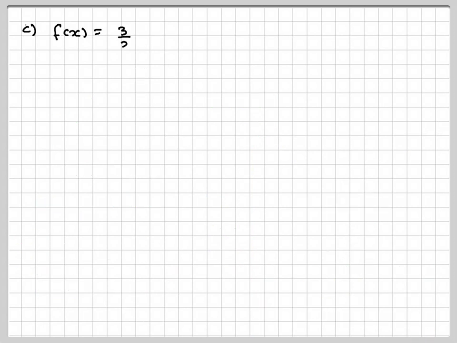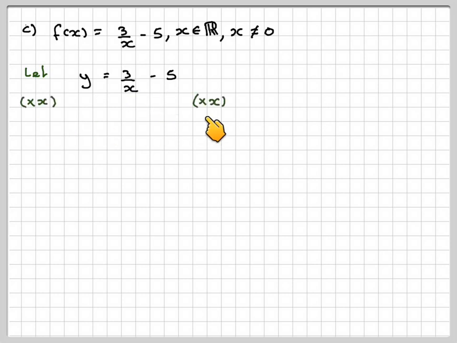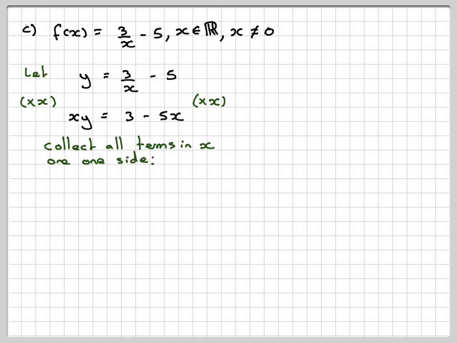The final one, we've got f of x is 3 over x minus 5. X belongs to a set of real numbers, x not equal to 0. Obviously you can't put 0 into that function. So let y be equal to 3 over x minus 5. Multiply both sides by x, so you're going to have xy is equal to 3 minus 5x. That gets rid of the fraction. Again, collect the terms in x on one side. So we're going to have, add 5x, so we're going to have xy plus 5x is equal to 3.